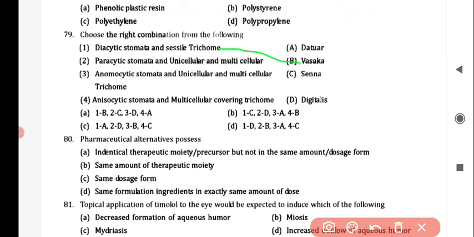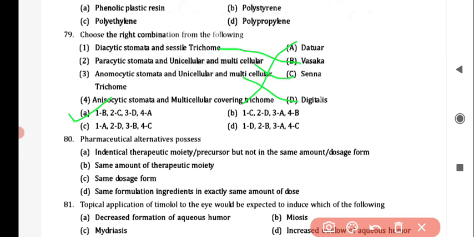For paracytic stomata and unicellular and multicellular, it correctly matches with option number C, that is Senna. For anomocytic stomata and unicellular and multicellular trichome, it correctly matches with option D, that is digitalis. And for anisocytic stomata and multicellular covering trichomes, it correctly matches with option A, that is datura. So option A is correct for this question.